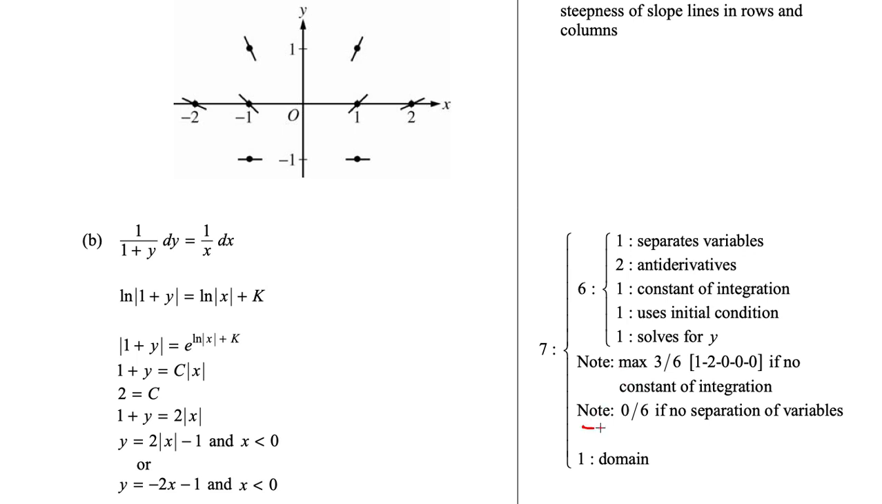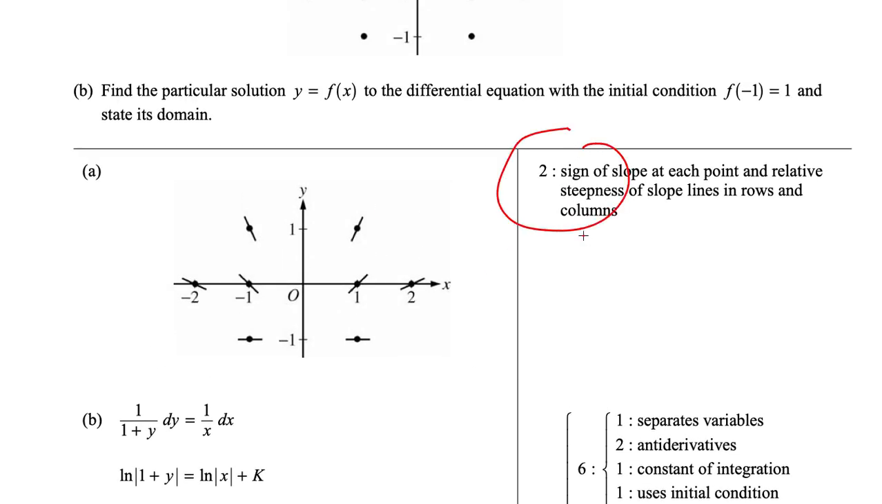And that's just reading this note right here: 0 out of 6 if no separation of variables. Well, we can still get points on the first part, right? Yes, you can still get points on part A. This is all part B now.